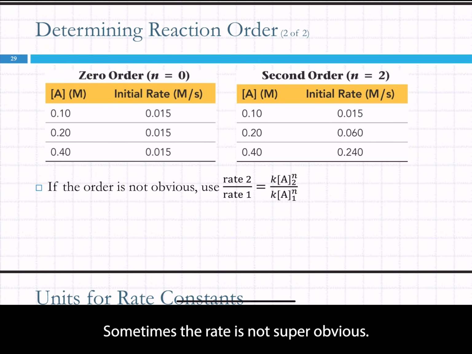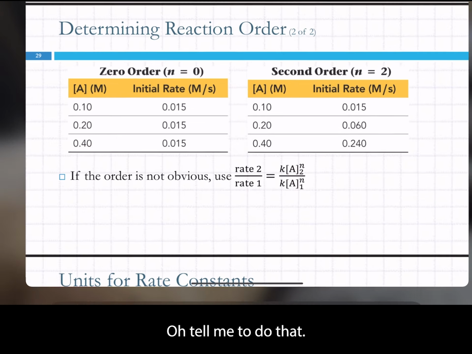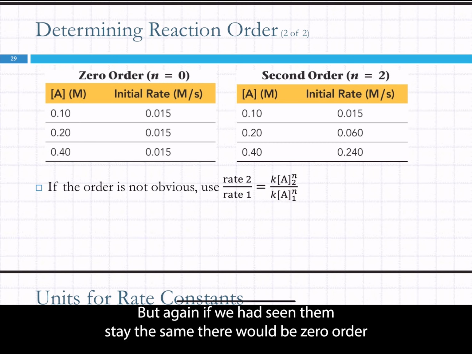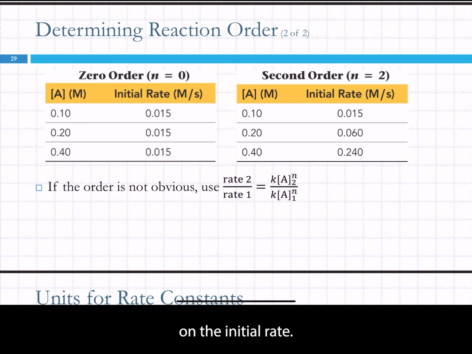Sometimes the rate is not super obvious. These ones are nice and obvious. Our concentrations here are again doubling. But again, if we had seen them stay the same, that would be zero order on the initial rate. Here, again, I got the 2x, but 0.015 to 0.06, that's a 4x.